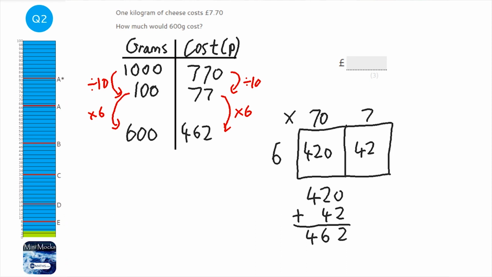And it's 462 pence. Now the answer shows that it wants it in pounds, so I just need to write £4.62. Now with a calculator you could always divide it by 1,000 and find out the price of 1 gram, and then times it by 600 to find the price of 600, and there's loads of different ways you could do it other than that.